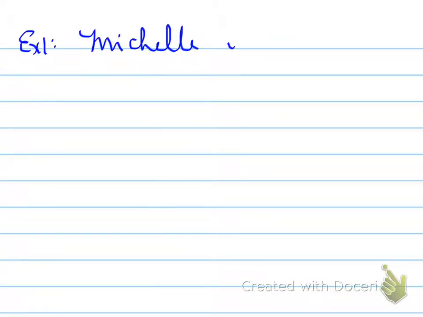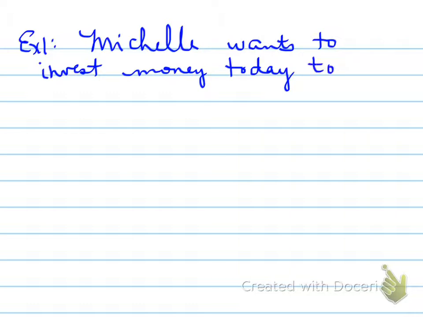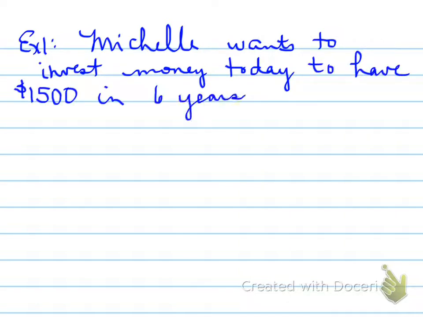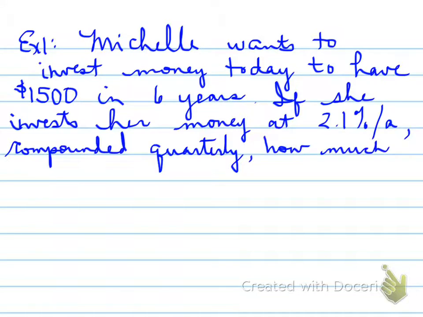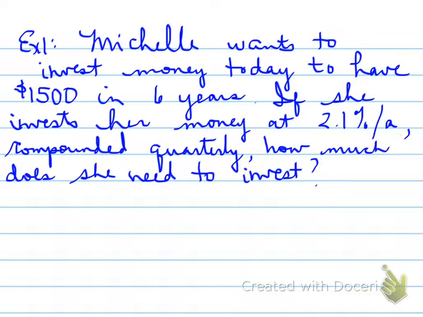Okay, example 1. Michelle wants to invest money today to have $1,500 in 6 years. If she invests her money at 2.1% per annum, compounded quarterly, how much does she need to invest? That's the key. We need to know how much she needs to invest.